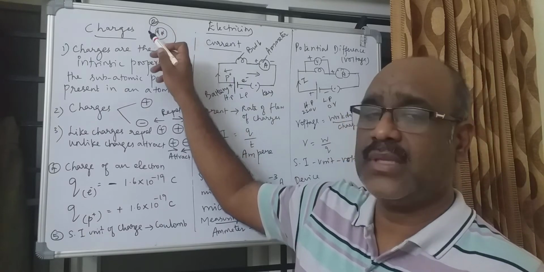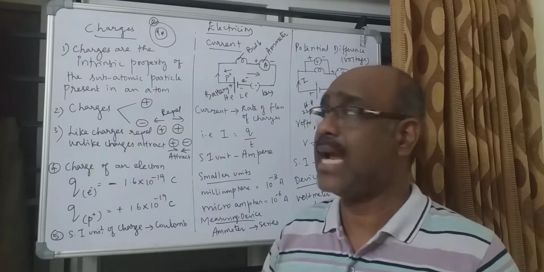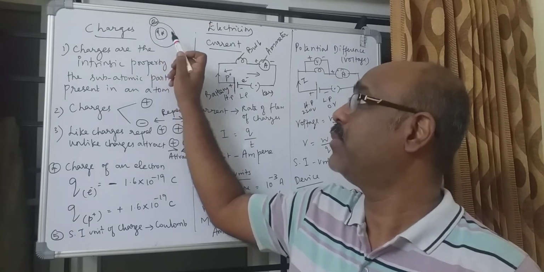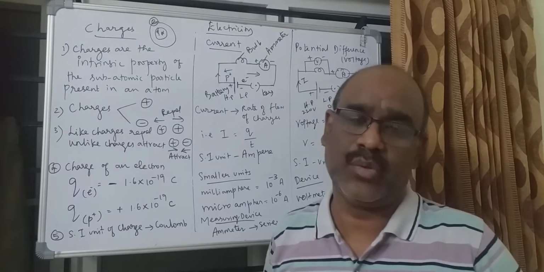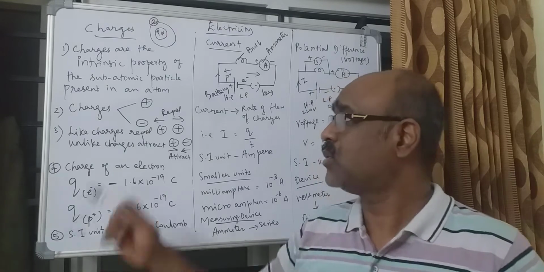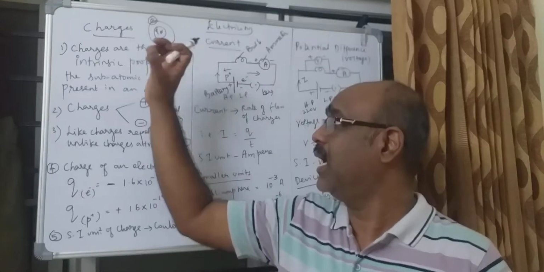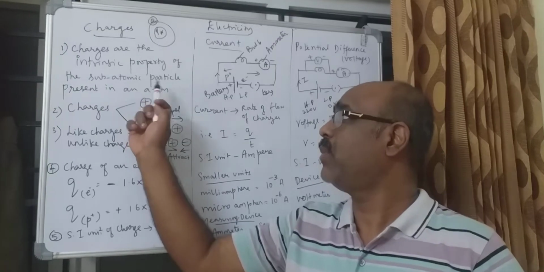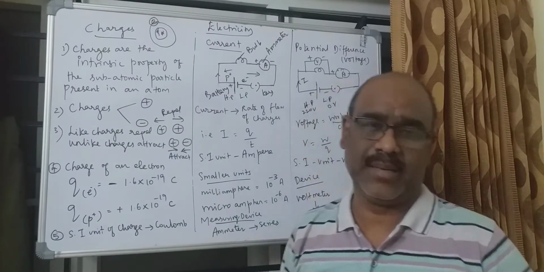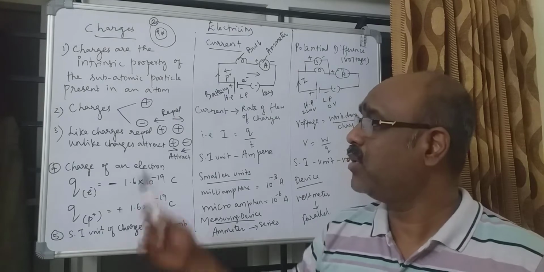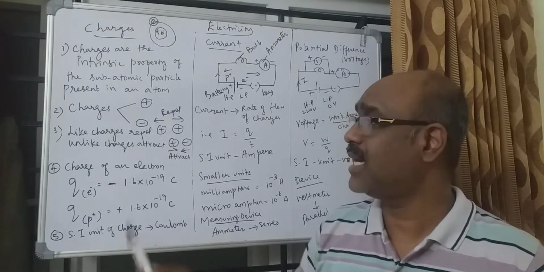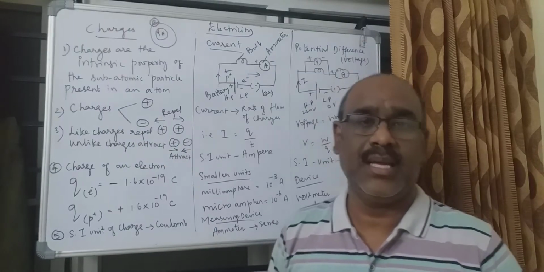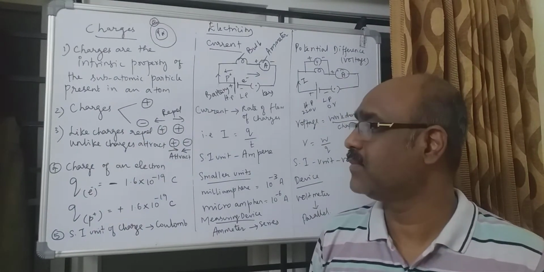So, suppose this is considered as an atom, it will have the subatomic particles known as protons, electrons and neutrons. Charges are nothing but the inbuilt or intrinsic property of the subatomic particles present in an atom. And the charges are of two types: one is the positive charge and the other one is the negative charge.